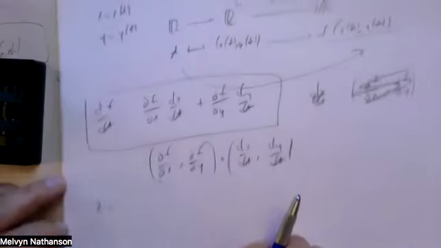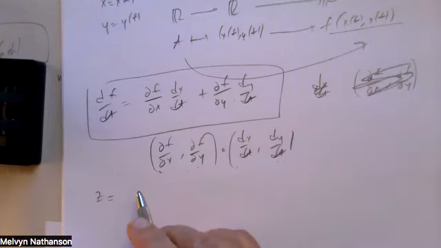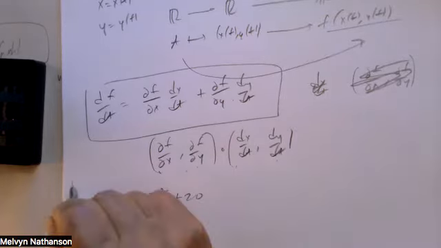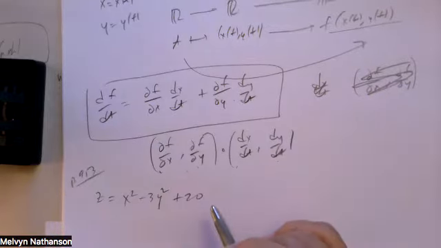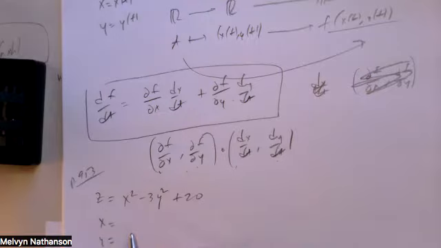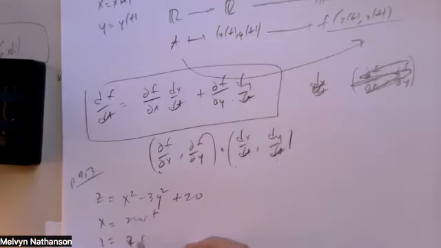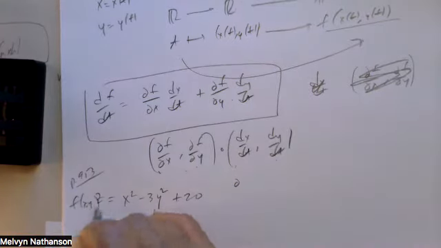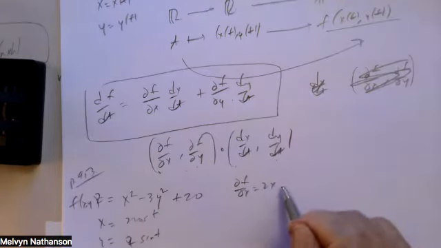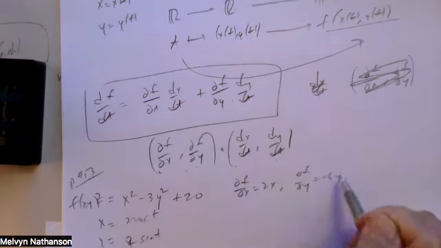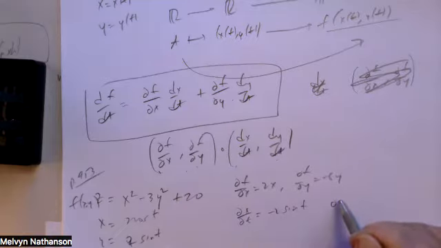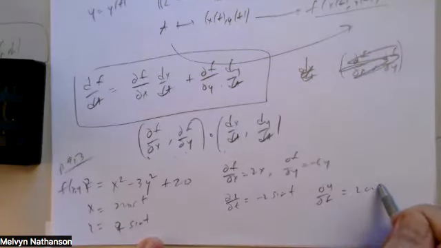So for example, again, the function z equals x squared minus 3y squared plus 20. So this is an example. I'm taking this from the book, so it's easier to follow when you're studying at home. If z is this function of two variables, and let's say x and y are functions of one variable, x is 2 cosine t and y is 2 sine t. This is my function, call this f of x, y. The partial of f with respect to x is 2x. The partial of f with respect to y is minus 6y. The derivative of x with respect to t is minus 2 sine t. The derivative of y with respect to t is 2 cosine t.